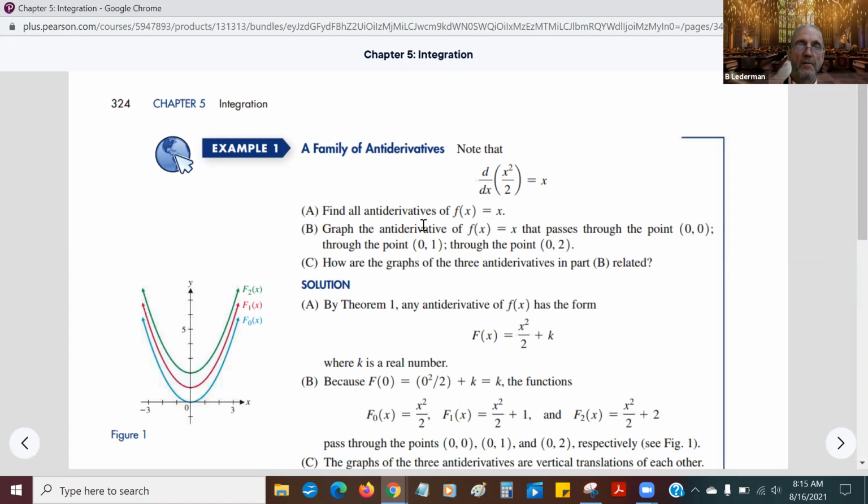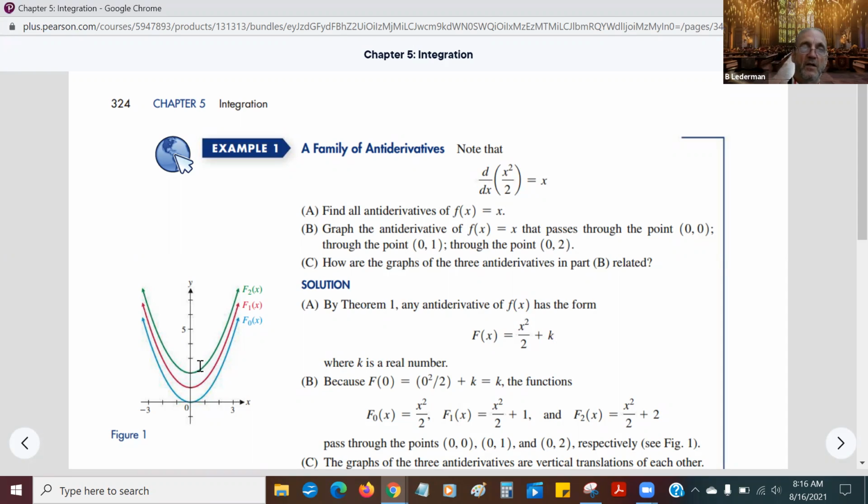Now, the derivative of x squared over 2 is equal to x, because I'm just going to take the derivative of x squared and multiply it by the constant 1/2, similar to what I did in the x cubed over 3 example. So a half times 2x gives me 1x. But what are all the antiderivatives of x? Well, x squared over 2 plus k. They're using k instead of c here.